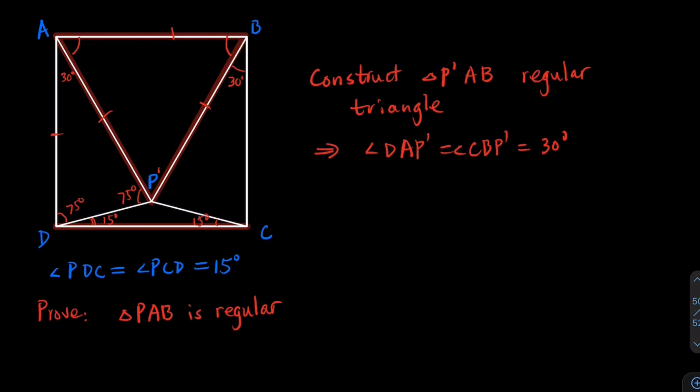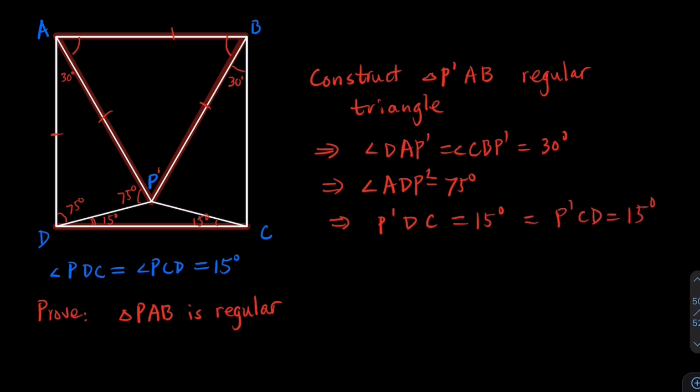Okay, and we further conclude that the ADP is 75 degrees, and thus the P prime DC equals 15 degrees. Now, similarly, we prove that the P prime CD on the other side is also 15 degrees. And we further conclude that because given point P satisfies this property, P prime must be the same point, coincide with each other, right?